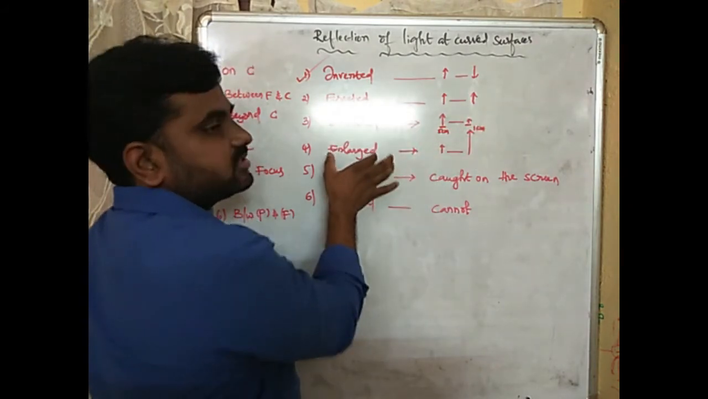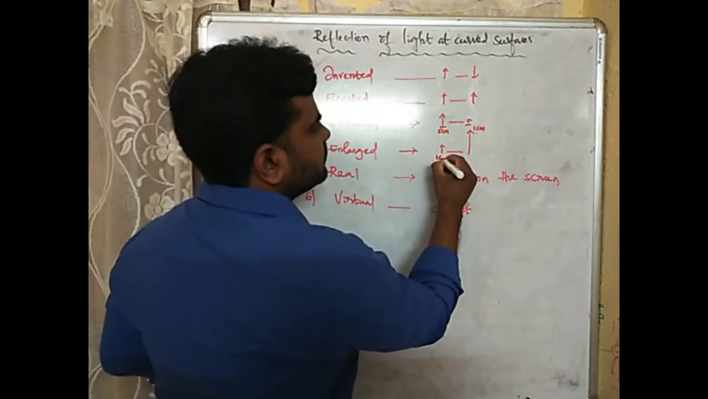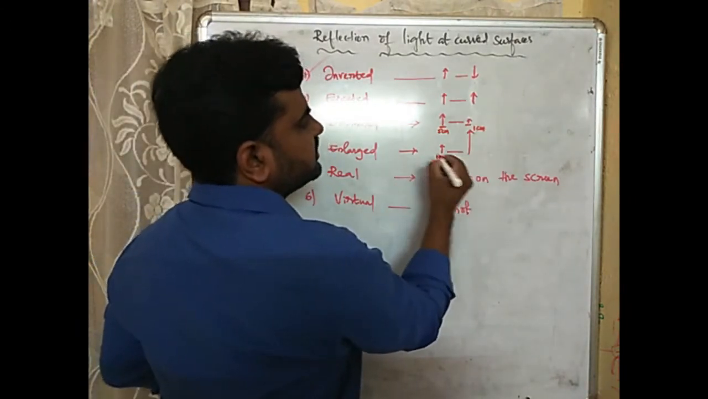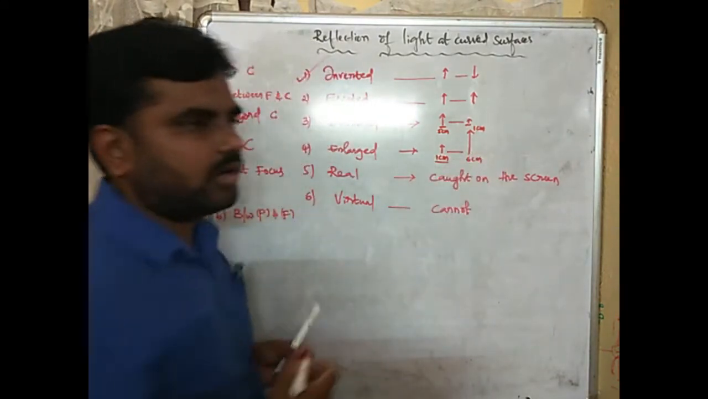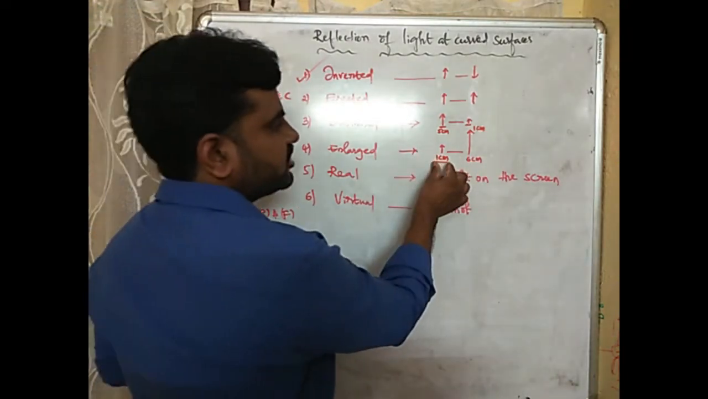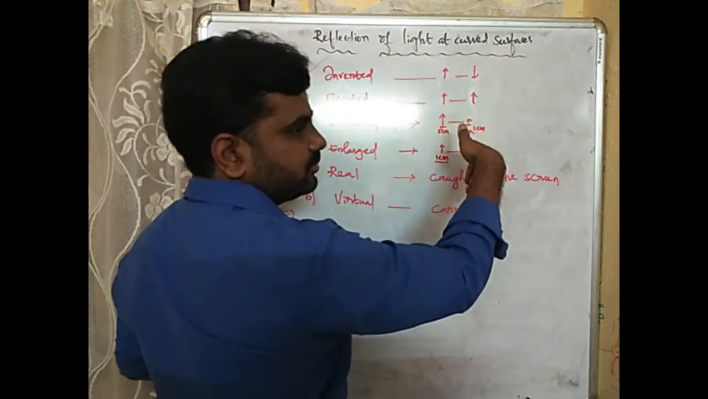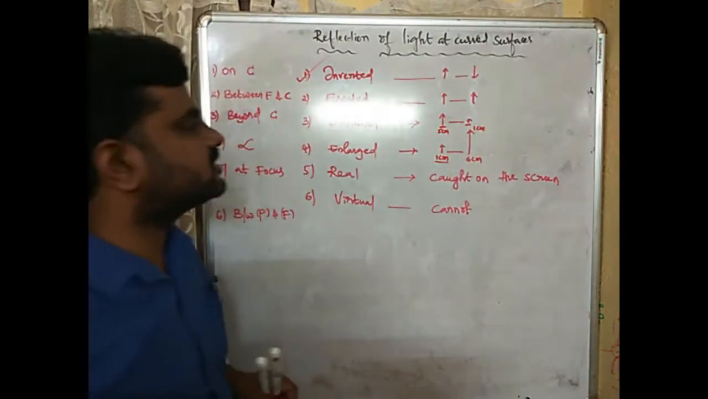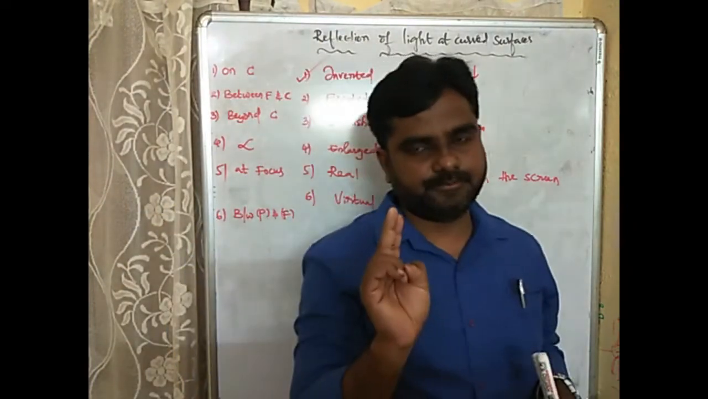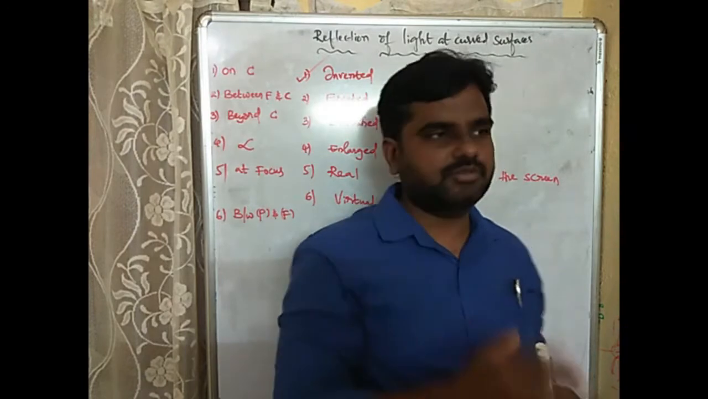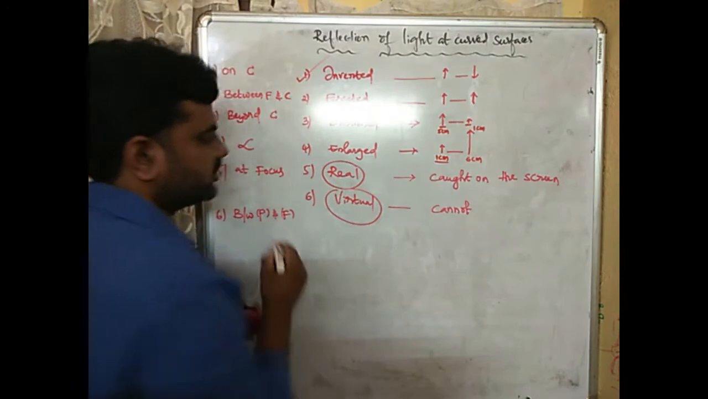Now the fourth one is the enlarged image. Enlarged image means what? For example, if the object size is 1 centimeter and the image size is somewhere around 6 centimeters, what happened here? The image size has increased to 6 centimeters. That means it is called an enlarged image. Now we will get two types of images mainly. What are they? The first one is the real image and the second one is the virtual image.